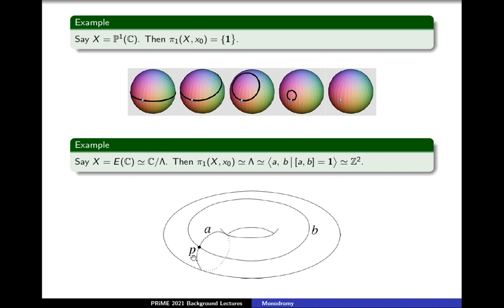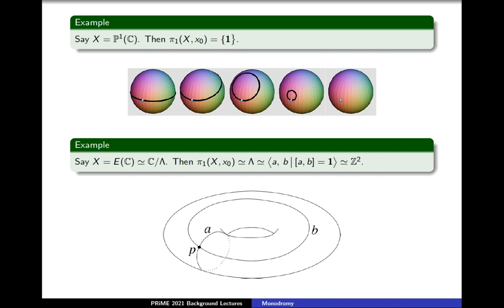So here's a picture. The point P is our base point x naught. And we could take our two loops, A and B. One is a longitude and one is a meridian of our torus. And what we see is that A cannot be contracted down to a point. So A, no matter how we deform it, will be a non-trivial loop. Similarly, B, no matter how we deform it, will be a non-trivial loop. And A and B, no matter how we twist it around the torus, will not be equal to each other.